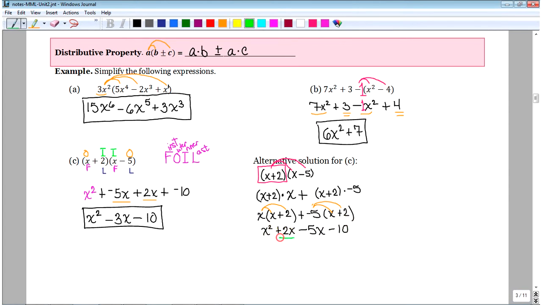So now when you combine your like terms in the middle, we end up with x squared minus 3x minus 10. So notice it's the same as what we got before. So just use whichever method is easiest for you to multiply two binomials together.